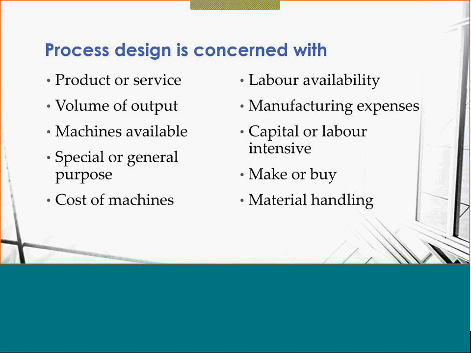Also concerned with volume of output. If it's a small quantity you're going to make, your process could be different. We saw both in the pizza example. If it's large volumes, then your process must be completely different. Available machines. One standard machine is available. Next, you can fabricate a new machine that can handle volume. Then you are good. When you design such a machine, then you are good to use.